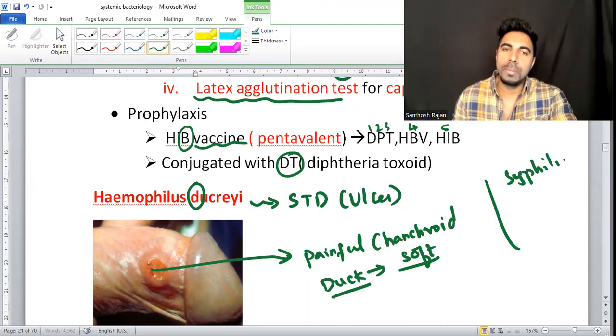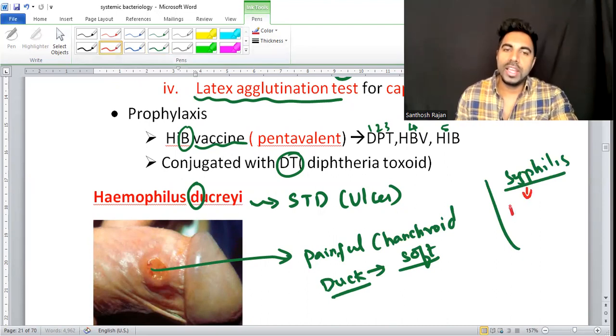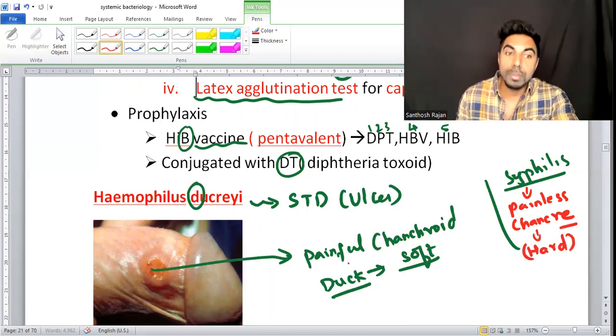But what comes in syphilis? In syphilis you can have the same picture, but what is the important thing there? In syphilis it is painless. It is called chancre. Chancre, not chancroid, chancre. And this is a hard ulcer. Hard chancre or a hard ulcer. This is a soft ulcer, but painful. Ducreyi is painful. Okay.